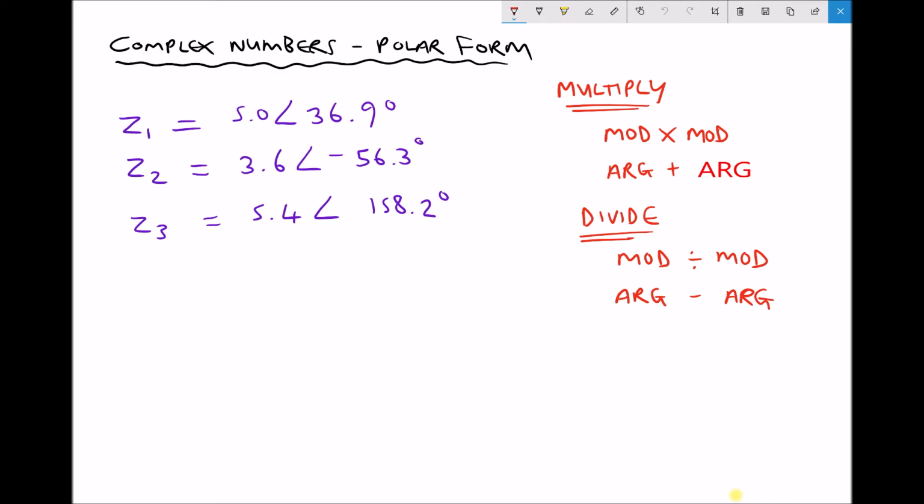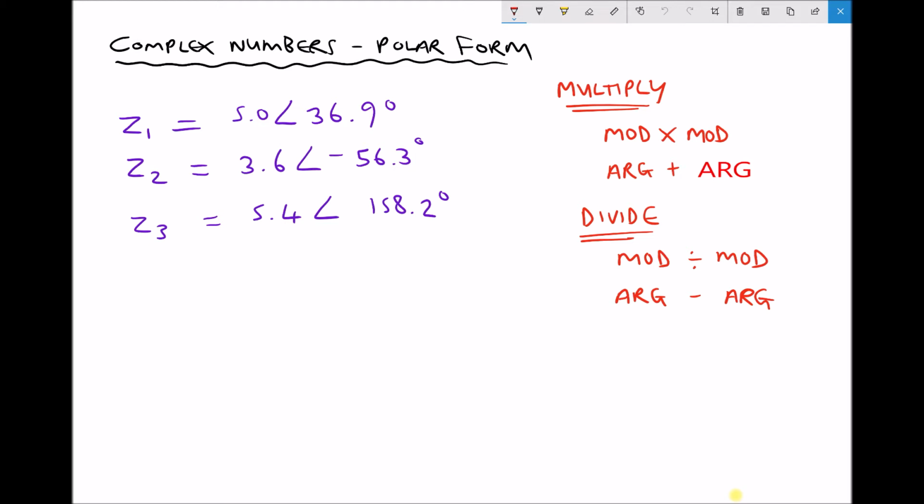The simple rule is, when we multiply two complex numbers in polar form, we multiply the modulus of each of those together and we add the argument of each of those together. So in effect, we multiply the magnitudes and we add the angles. When we divide one complex number by another, we divide the modulus, or the magnitude, and we subtract the arguments from each other. We'll do some examples, but they're based around these simple rules. This is one of the huge advantages of working in polar form, because multiplication and division is much more straightforward.